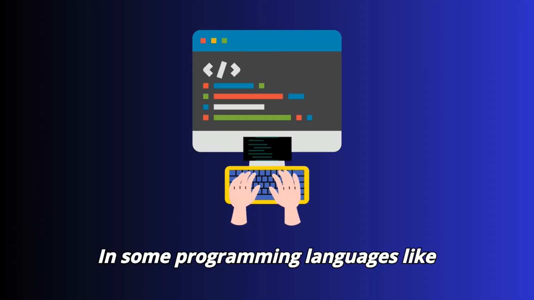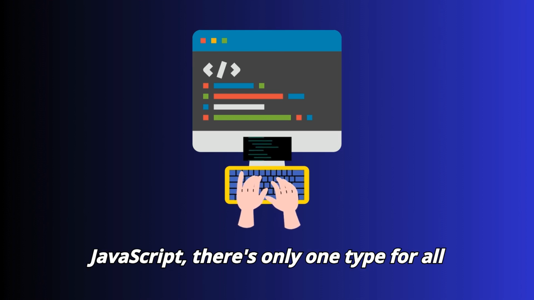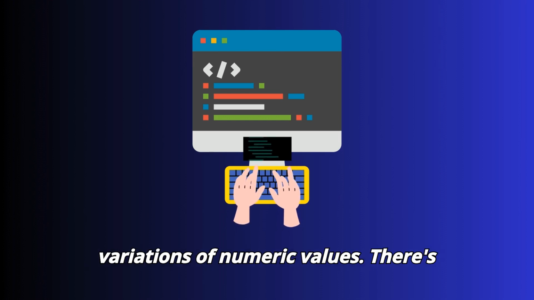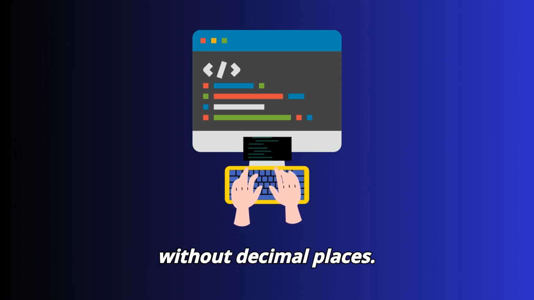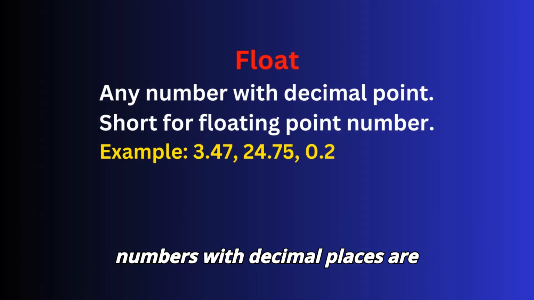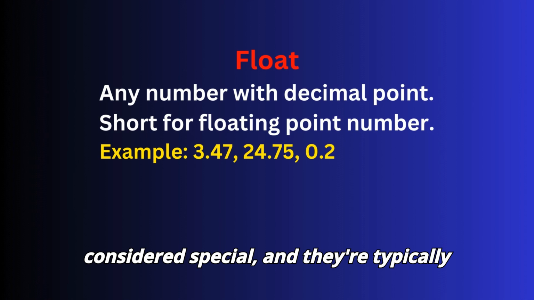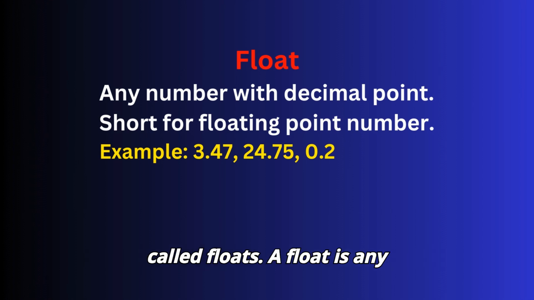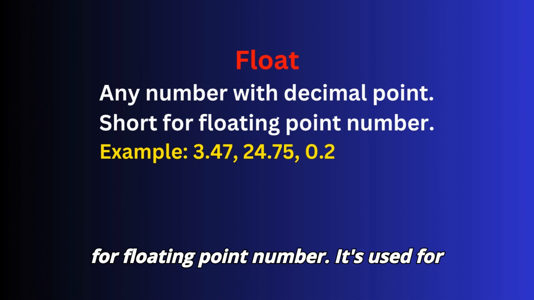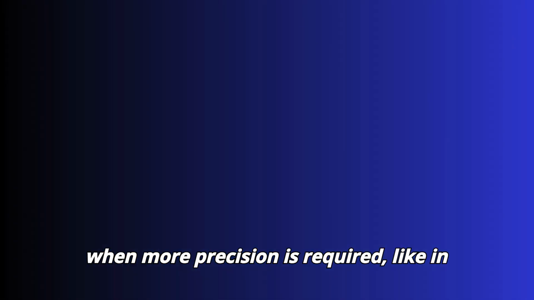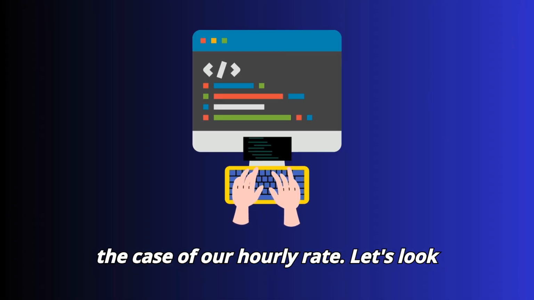In some programming languages like JavaScript, there's only one type for all variations of numeric values. There's no distinction between numbers with and without decimal places. Whereas in most programming languages, numbers with decimal places are considered special, and they're typically called floats. A float is any number with a decimal point. It's short for floating point number. It's used when more precision is required, like in the case of our hourly rate.